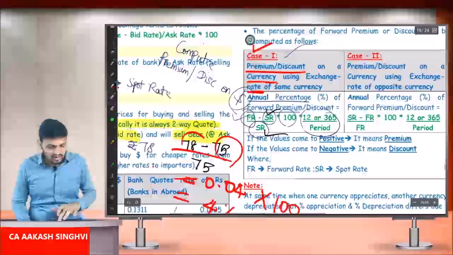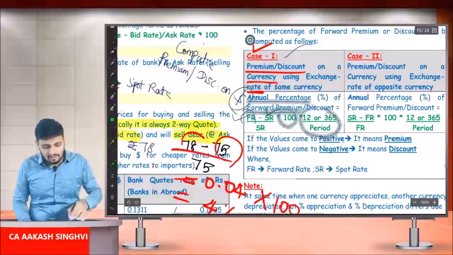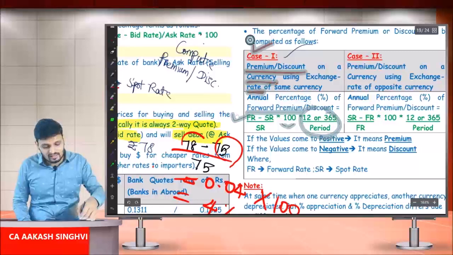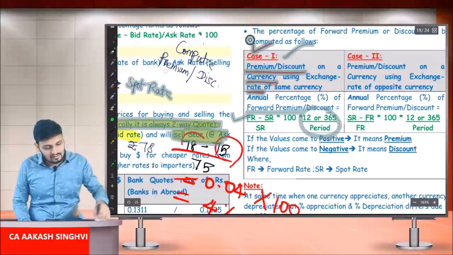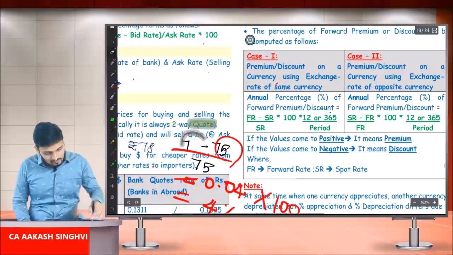Okay, sir, we have understood FR minus SR into 100 into 12 divided by period. The period here was 3, correct? That is why I divided it by 3. Try to remember that. Period is 3 here. Okay.